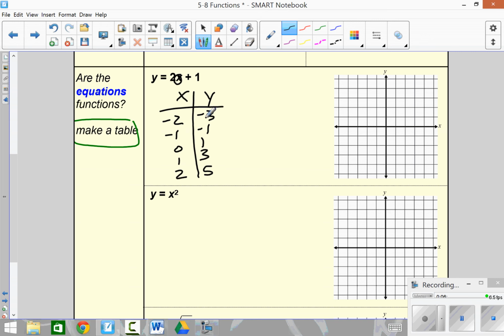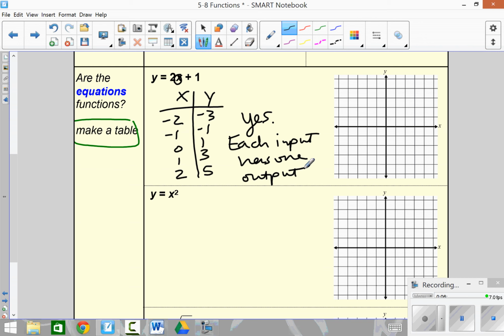So if you look at the table, does each input have one output? Yes, it does. So according to our table, y equals 2x plus 1 is a function. Yes, because each input has one output.